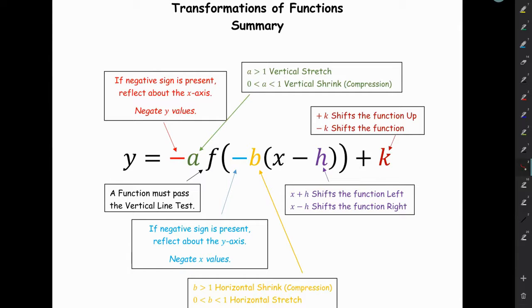And just a little reminder, if it is a function and qualifies as a function, it's going to pass the vertical line test. Oh, and one more, this guy right here, don't want to forget that. If that value of b is greater than 1, it's a horizontal shrink. And if it's between 0 and 1, it's a horizontal stretch. So we're going to look at some graphs and apply some transformations and see how that affects the graph and how it affects the coordinates.